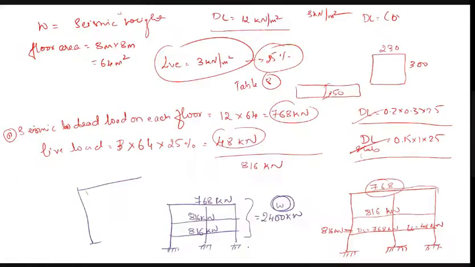Now the design base shear is given by Ah into W. The Ah value we have got is 0.135 and W we have got is 2400. Therefore VB is equal to 324 kilonewton.